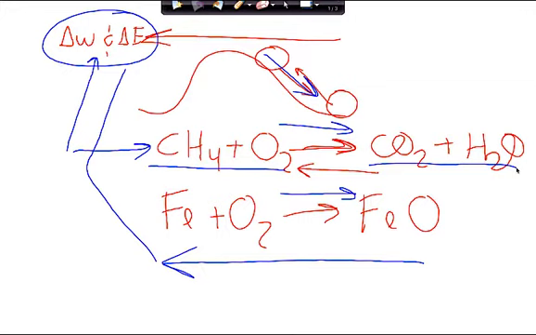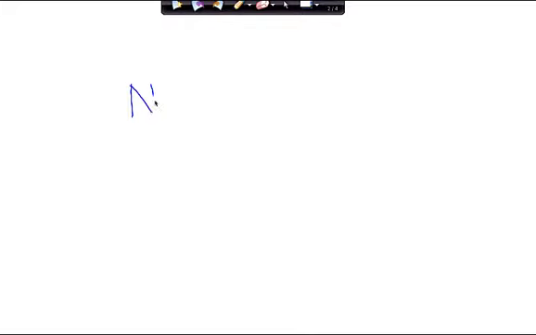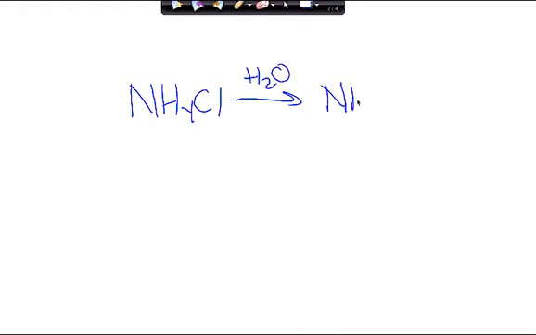So, now we've got, and we may as well write it down while we're at it. And you don't need to write this down. I think you've already got it. So this is ammonium chloride. This goes into water. It breaks into ammoniums and it breaks into chlorides. What's the sign for delta H for this process? Positive.